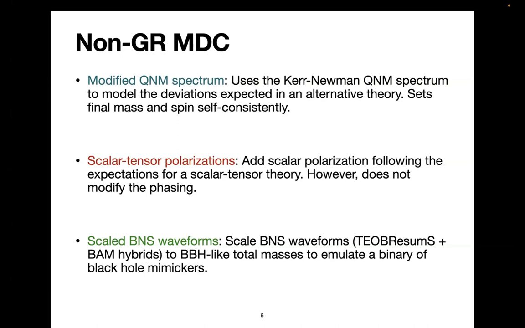We also have scalar tensor polarizations. So we add a scalar polarization just by multiplying the modes of the tensor waveform by the factor expected for scalar tensor theory. Again, you expect modification of the phasing here. We, again, don't include these just to kind of separate the different effects. And finally, we scale some binary neutron star waveforms, with tides of course, and BAM numerical relativity simulations, scaled to binary black hole like total masses to emulate binary black hole numerical relativity.